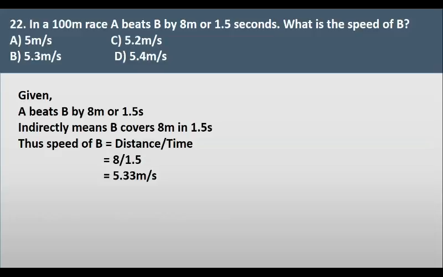Now when you look back at the options, we see that option B is 5.3 meters per second, which is the closest to our obtained answer. So the correct answer is option B. This video of problems on time and distance ends here. I hope you have understood all the 3 problems that I've solved in this video.